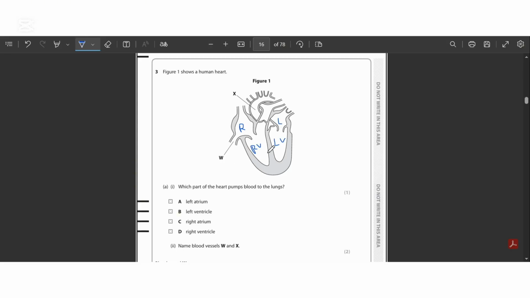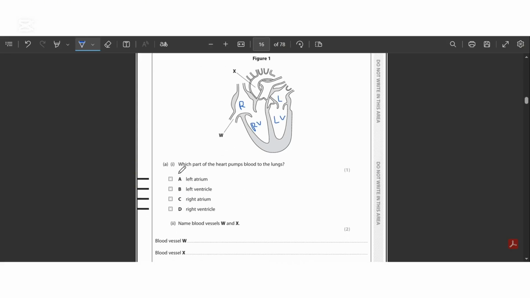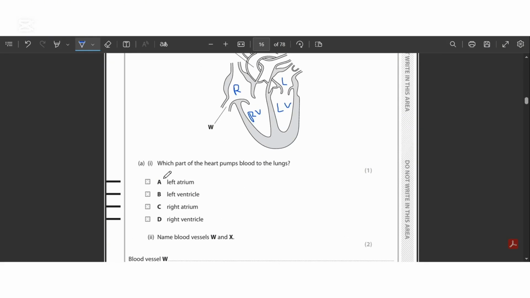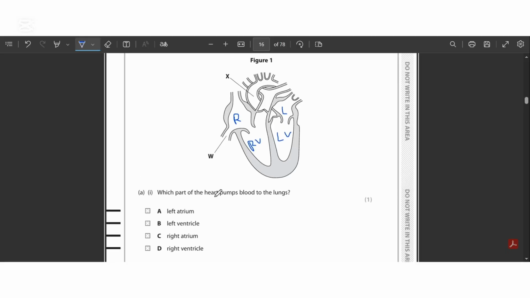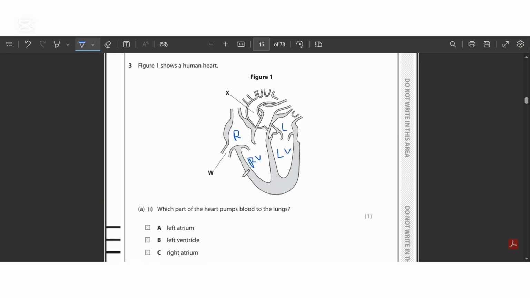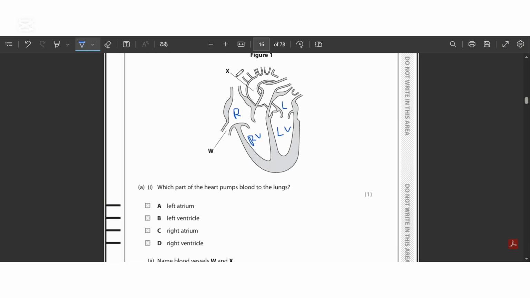All right. Okay, so let's answer part A. Part A says, which part of the heart pumps blood to the lungs? So since blood is going to the lungs, we know that from the vena cava, blood is going to come to the right atrium. From there, it is going to come to the right ventricle. From the ventricle, it is going to the lungs through the pulmonary artery.